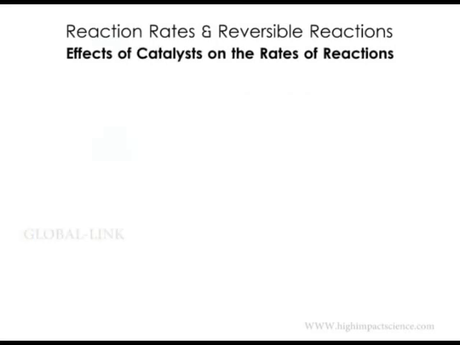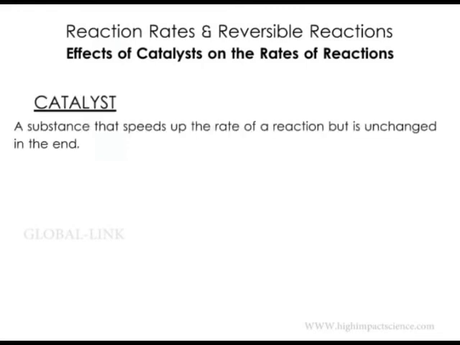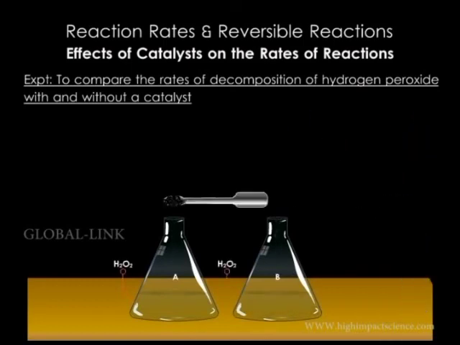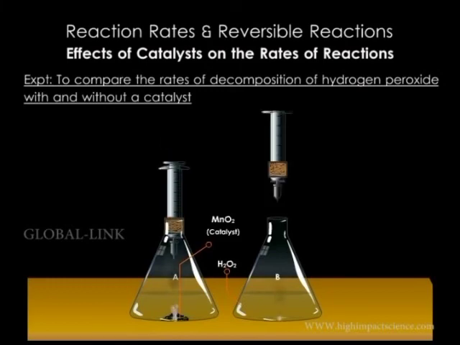Next, effect of catalysts. A catalyst is a substance that increases the rate of a reaction but remains unchanged in the end. The rate of decomposition of hydrogen peroxide in the presence of a catalyst can be compared with the rate in the absence of the catalyst. We take 2 conical flasks A and B and we add equal amounts of hydrogen peroxide to each one of them. A catalyst by the name manganese 4 oxide is added to flask A. Both A and B are fitted with syringes, ensuring they are airtight.